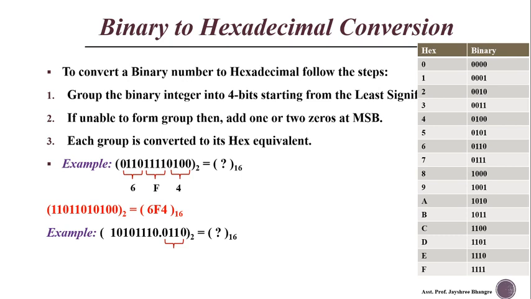For the integer part, let's start the grouping of 4 bits from right to left. So this is the first group and this is the second group. In the second group there are 4 bits, they are already available, so we do not need to insert 0 at the leftmost side. So again, we have to write the equivalent hex numbers for these groups. So here it is 6, E and A. So we get the answer as AE.6. This is the equivalent hexadecimal number for the given binary number.